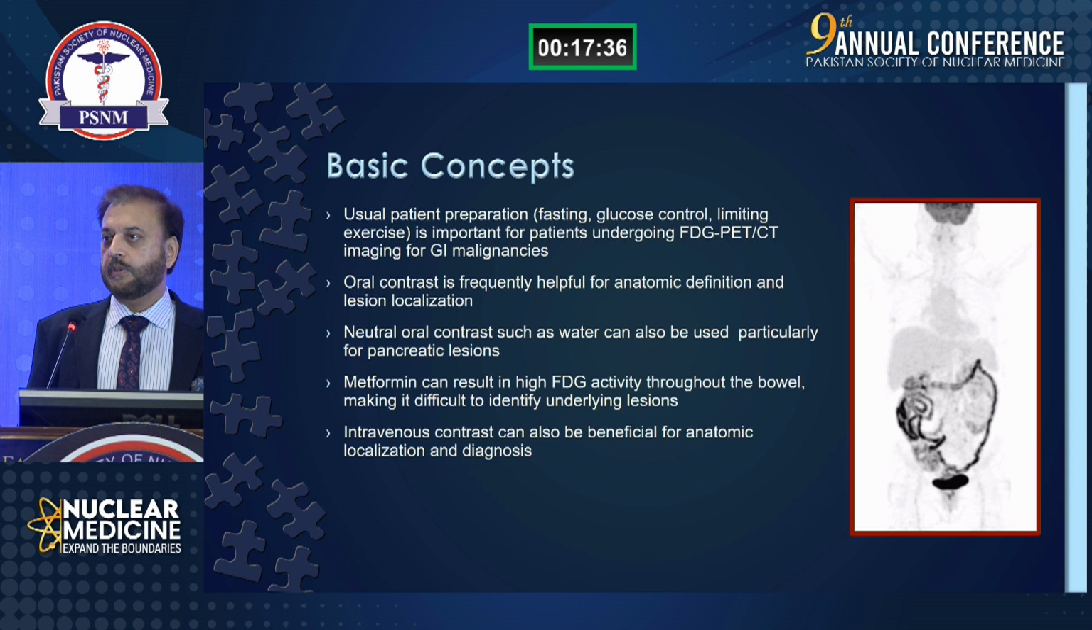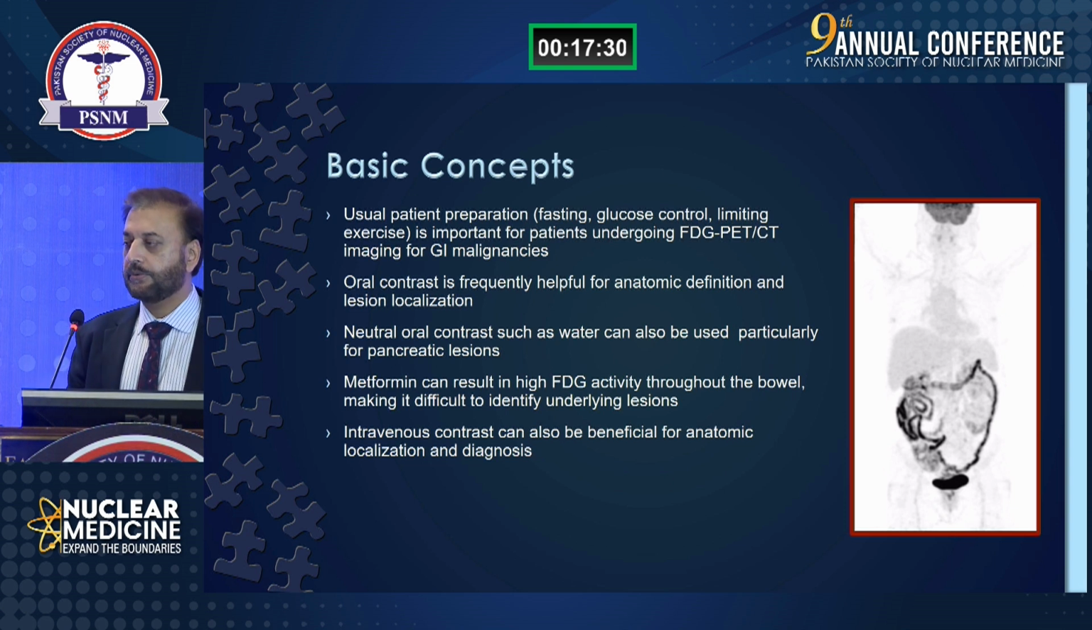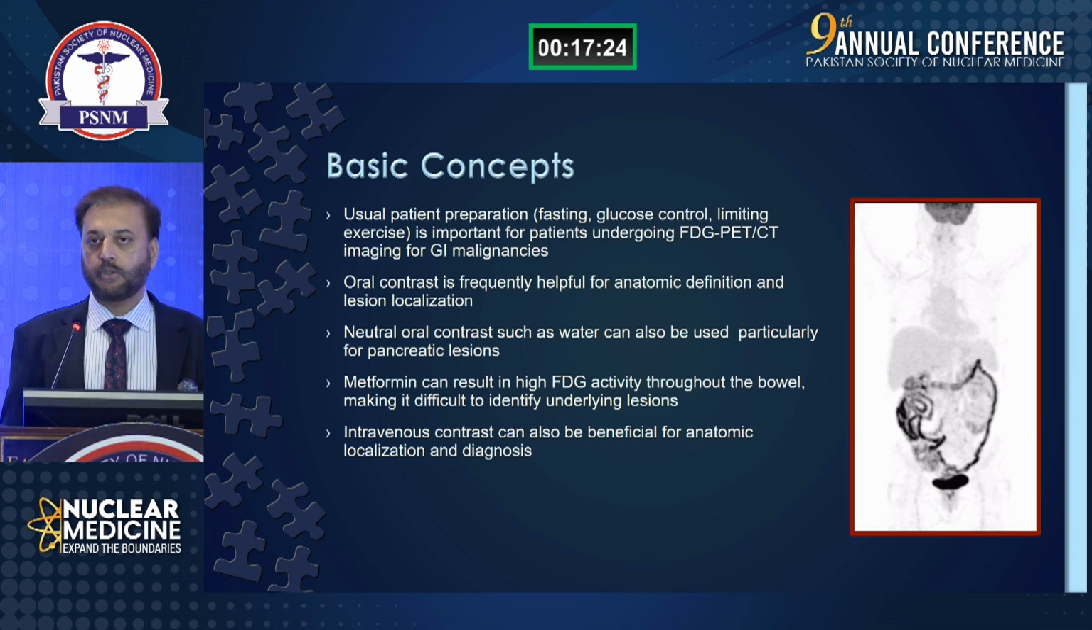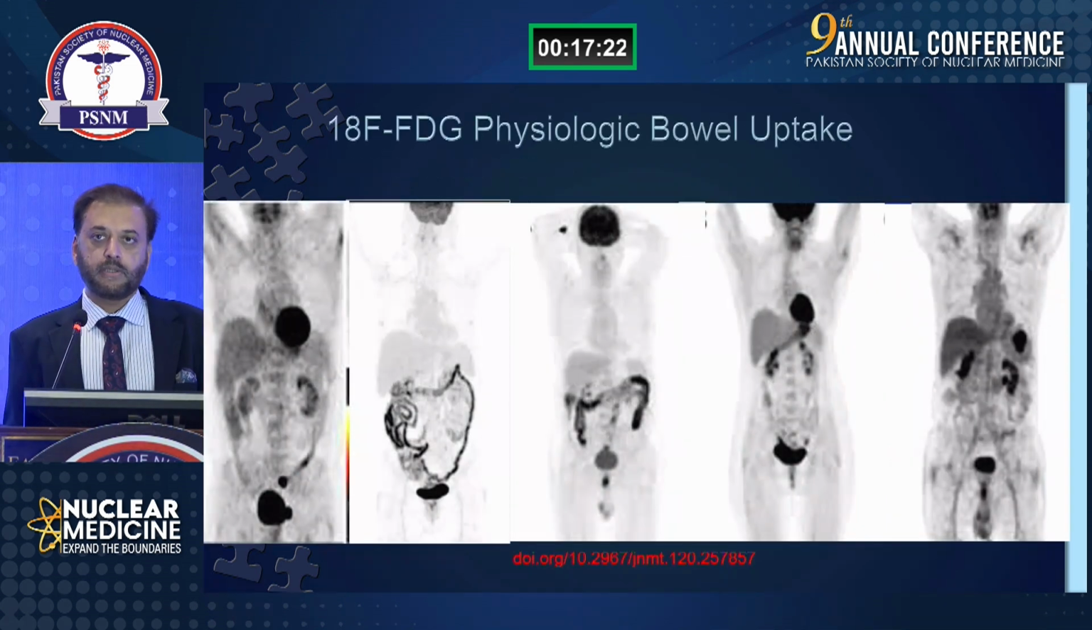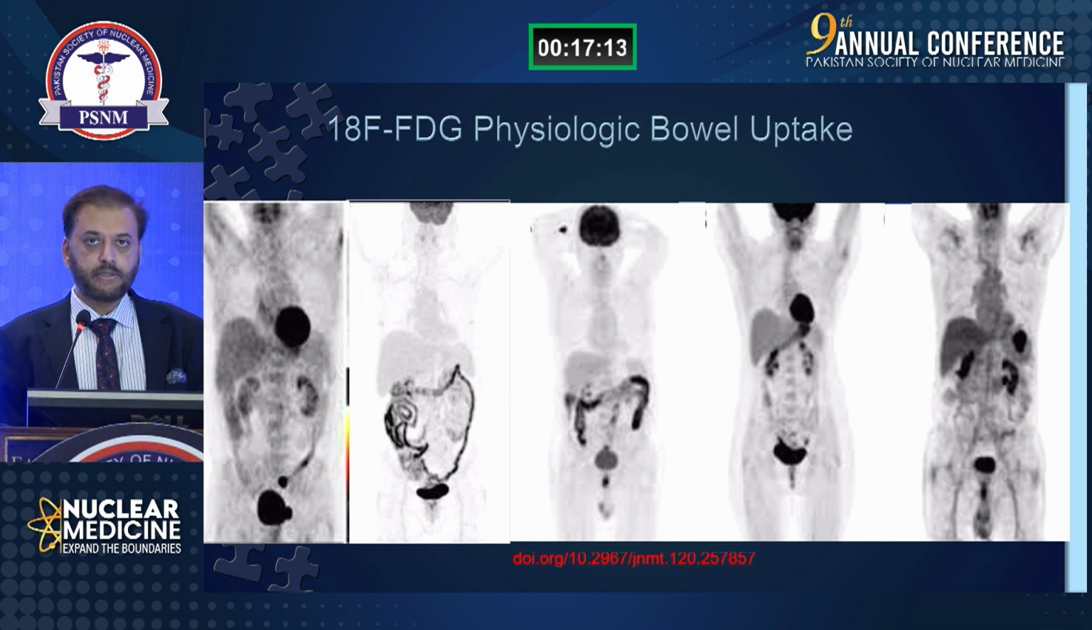Similarly, if the patient is on oral hypoglycemics such as metformin, even if the patient is not going to receive contrast, the uptake of the FDG will be higher in the intestinal tract, and that will mask many malignancies and pathologies in this. So this is important to remember before we ask the patient to come for an FDG PET scan.